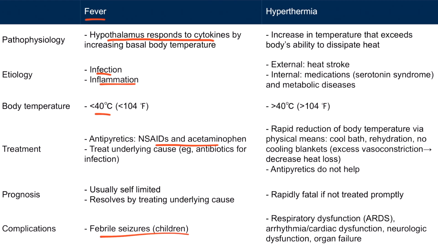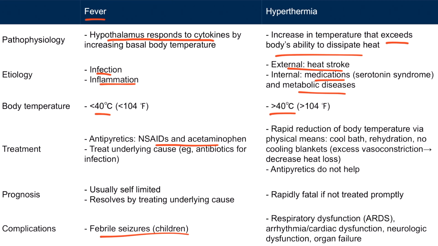Hyperthermia, on the other hand, is an increase in body temperature that exceeds the body's ability to dissipate heat due to either external or internal sources of heat. An example of an external source is a heat stroke due to an extremely hot environment. Internal sources include medications that can cause serotonin syndrome or metabolic diseases. Hyperthermia can raise the body temperature to above 40 degrees Celsius.